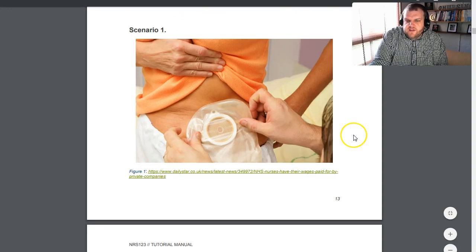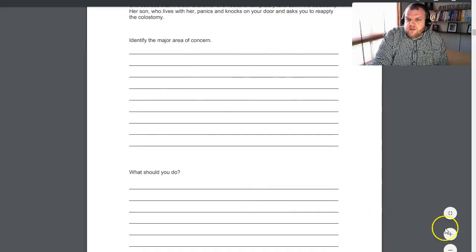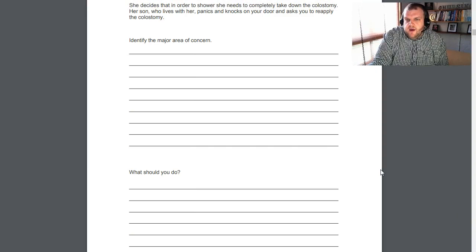In the scenario, you've got an elderly woman who knows that you're a nurse. The lady has an operation that involves a colostomy when at home. The lady decides one evening that she needs a shower. It's 1 a.m. in the morning. She decides that in order to shower, she needs to completely take down the colostomy, which is probably not true. Her son, who lives with her, panics, knocks on the door and asks you to reapply the colostomy. So each story goes through with these different boundary issues.